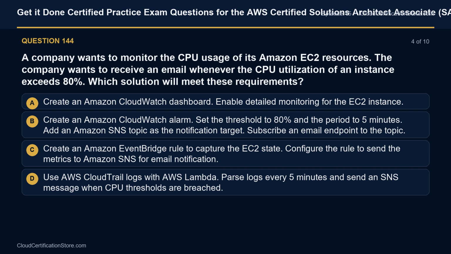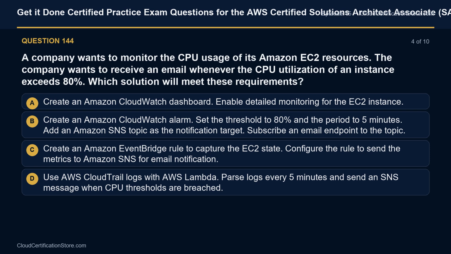Question 144. A company wants to monitor the CPU usage of its Amazon EC2 resources. The company wants to receive an email whenever the CPU utilization of an instance exceeds 80%. Which solution will meet these requirements? Option A. Create an Amazon CloudWatch dashboard. Enable detailed monitoring for the EC2 instance.